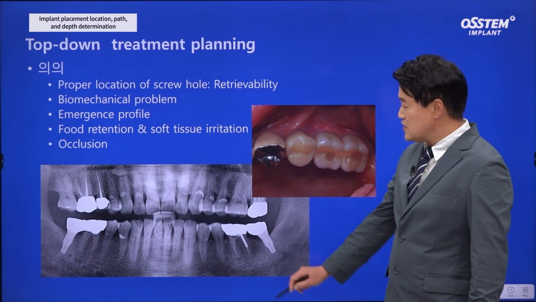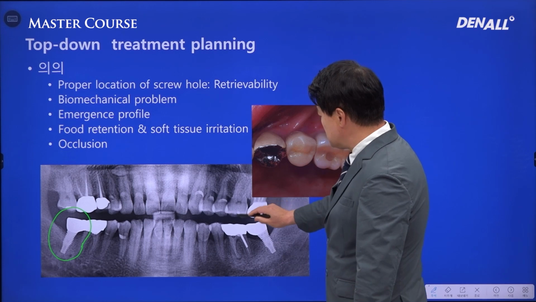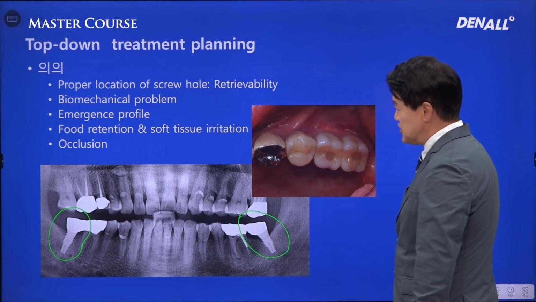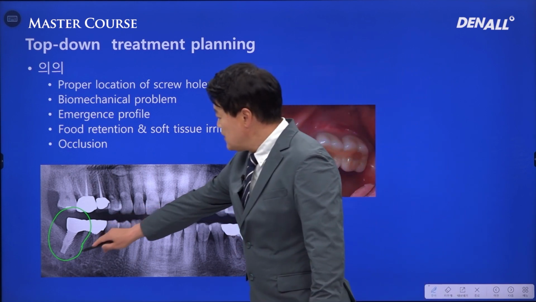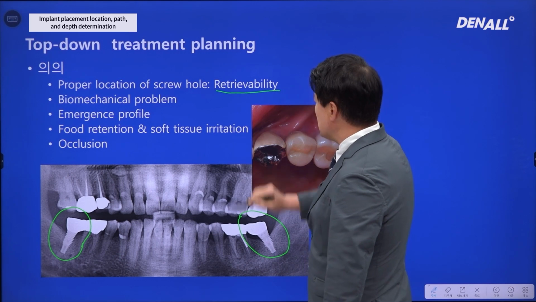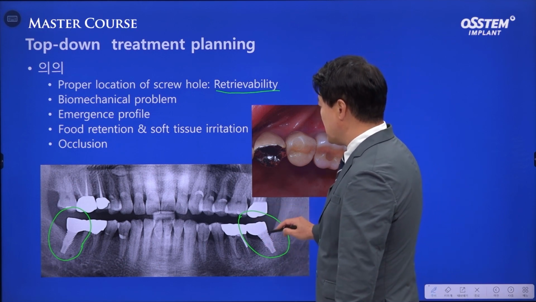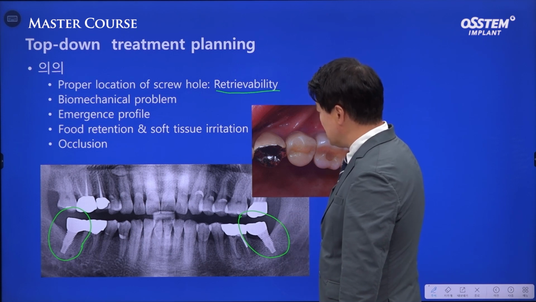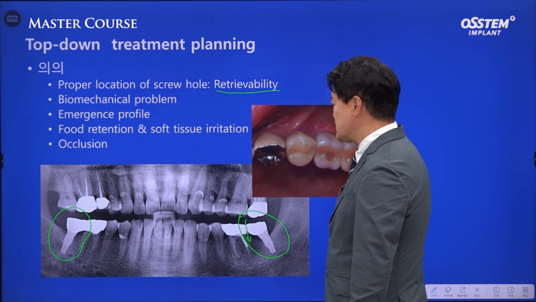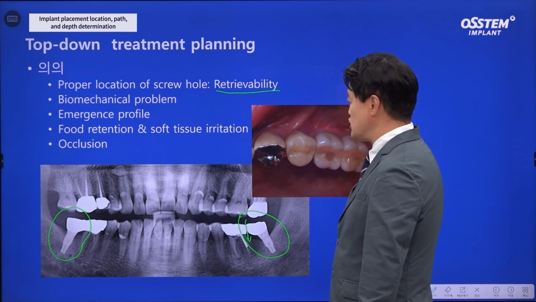If you look at here, number 47 implant is based on top-down treatment planning. This one is placed a little bit distally, so it is not properly following top-down treatment planning. If you compare these two, the implant was placed at the center of prosthesis. That facilitates the later retrievability of implant. And if it is not in proper location, it can cause biomechanical problem, and cantilever force can be loaded. So that is leading to an ideal emergence profile. And food retention and soft tissue irritation can occur, and improper occlusion may happen. So when we place implants, it should be based on top-down treatment planning.